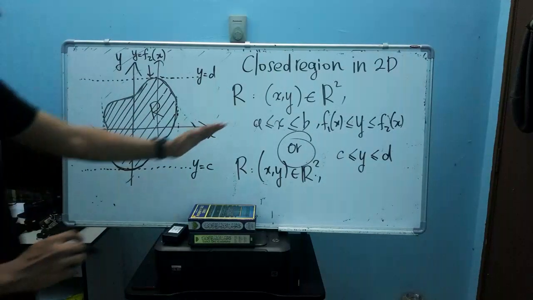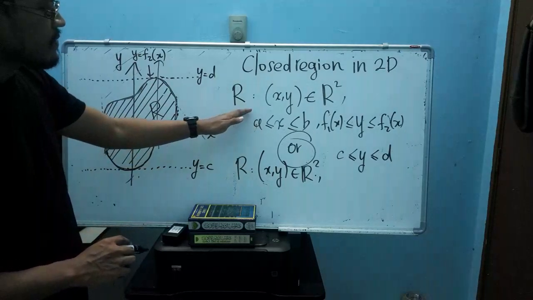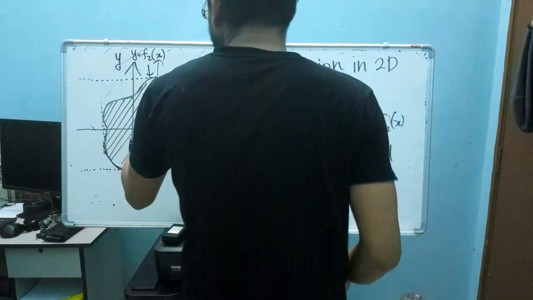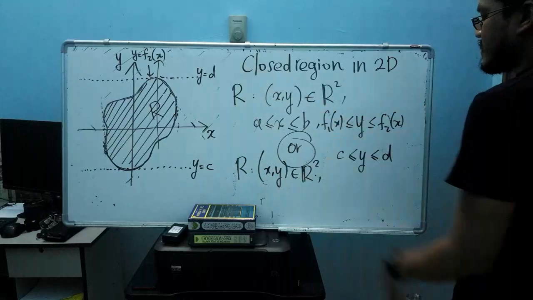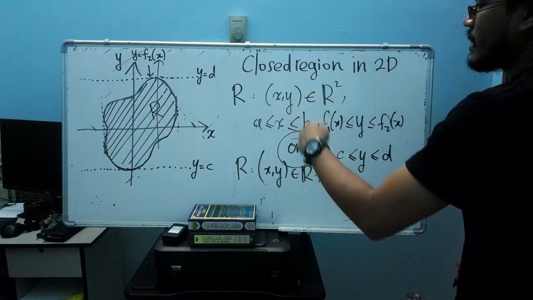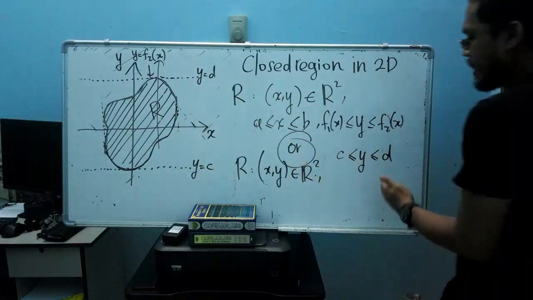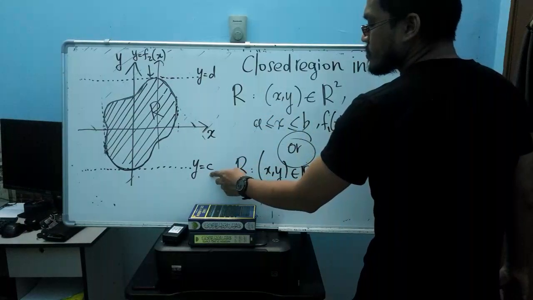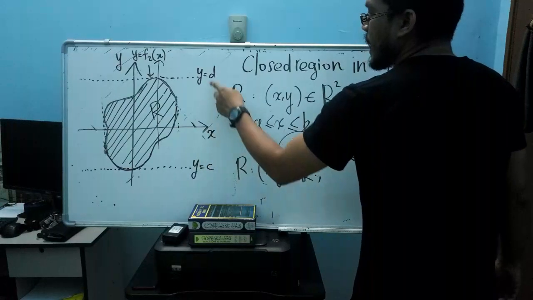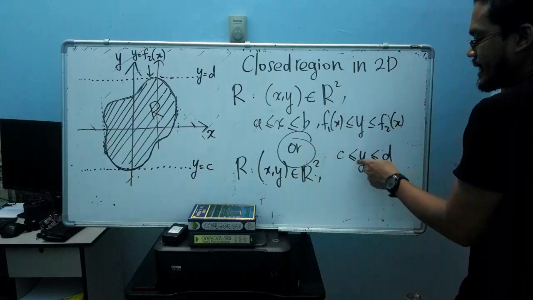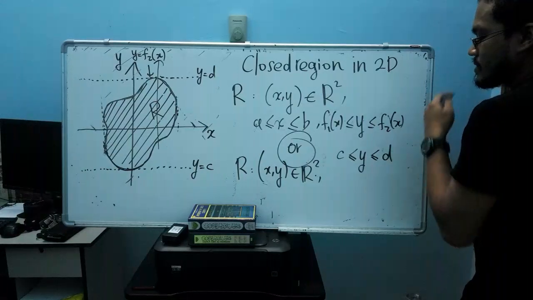So it's the same thing as the first part, but now the difference is this. When I considered the first part, I looked at my R along the x-axis, meaning R is between these two values, A and B, along the x-axis. In the second part, I describe my R by looking along the y-axis. When I see my R along the y-axis, it is between these two values of y, where the smallest value is y equals c and the largest value is y equals d. Therefore, I have y in between c and d.